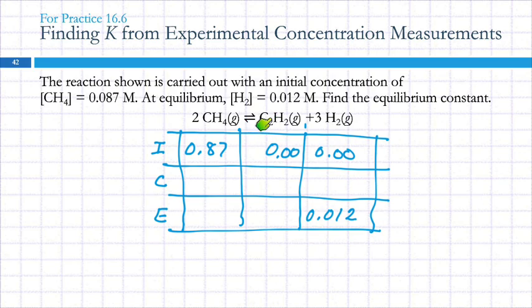So this is one that has a coefficient of 1. So we're going to call that change X. And so this is going to increase or decrease in concentration? It's going to increase. It can't go lower than 0. So this is going to be plus X. And this one is going to be what? Plus 3X. And this one is minus 2X. Isn't that convenient?